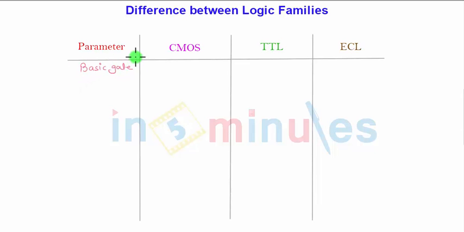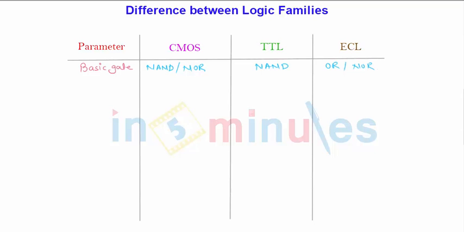The basic gate in CMOS technology is the NAND or the NOR gate, whereas in TTL it is NAND. We have seen these gates in the earlier session. And in ECL, the emitter coupled logic, we have the OR/NOR gate. Okay, and this is the first parameter.